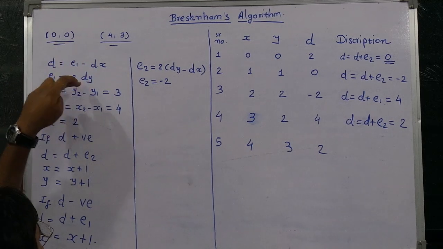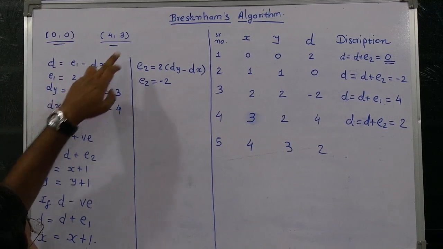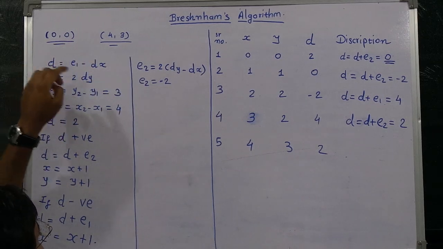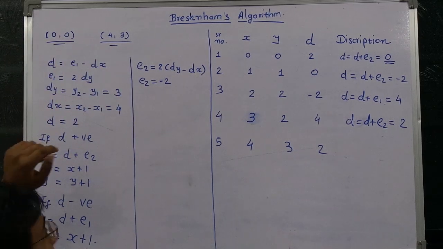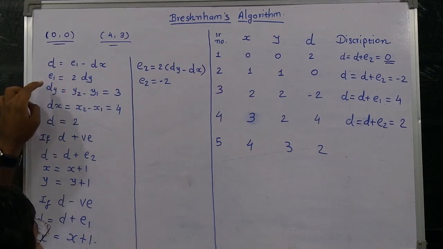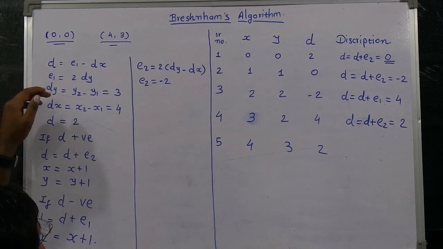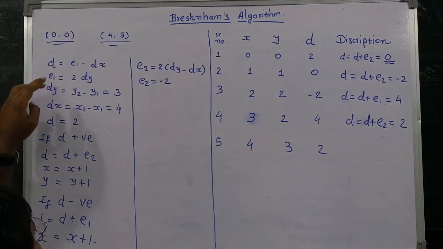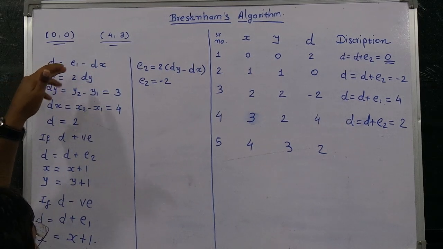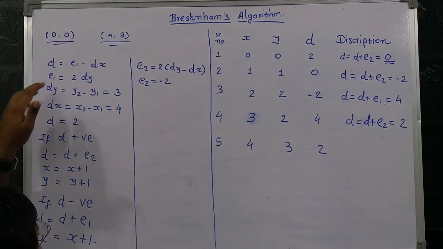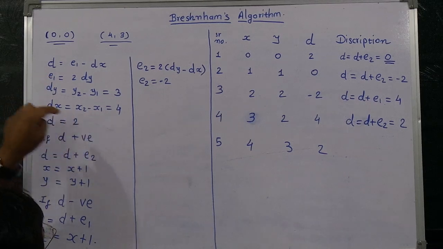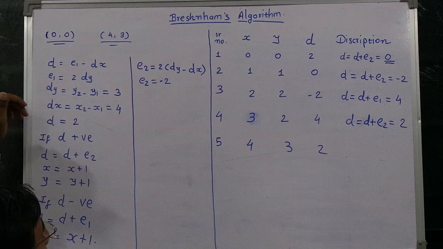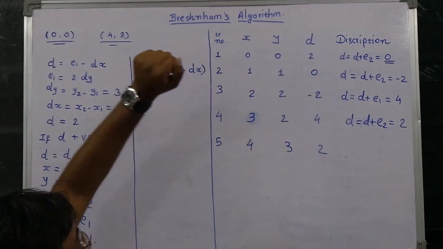So 2 into dy, where dy means y2 minus y1, 3 minus 0 is equal to 3. dx means x2 minus x1, 4 minus 0 is equal to 4. So E1 is 3 multiplied by 2, which is 6. So E1 minus dx, d is equal to 6 minus 4, which means 2. So here I am putting d is equal to 2.